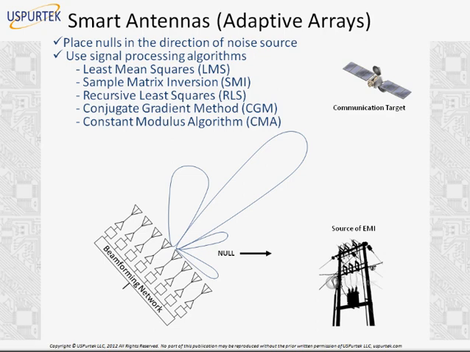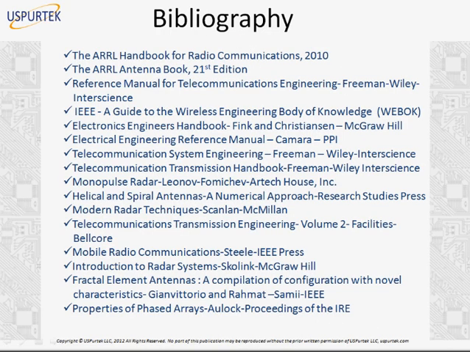Some of the algorithms which are used to process the incoming signals are listed here: the least mean squares, the sample matrix inversion, recursive least squares, conjugate gradient method, and constant modulus algorithm. Now, this is for the experts who are really designing these types of antennas. But really, they are intelligent and smart, because they can change their beam pattern based on which direction they want to receive or transmit the signals.